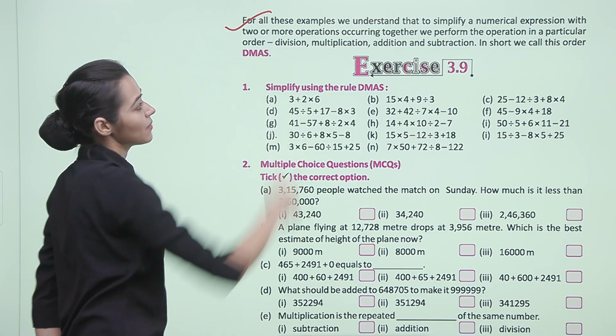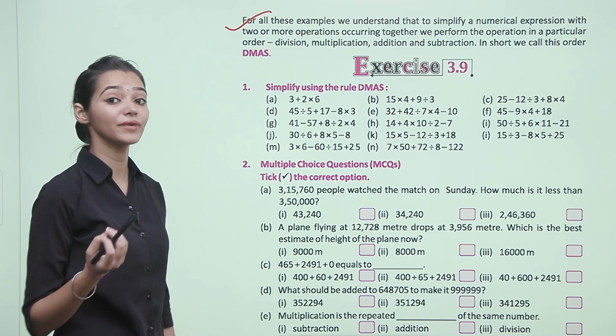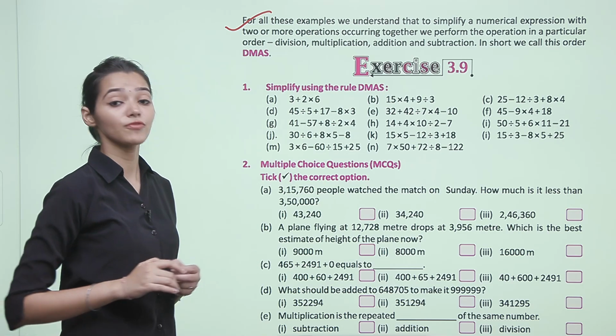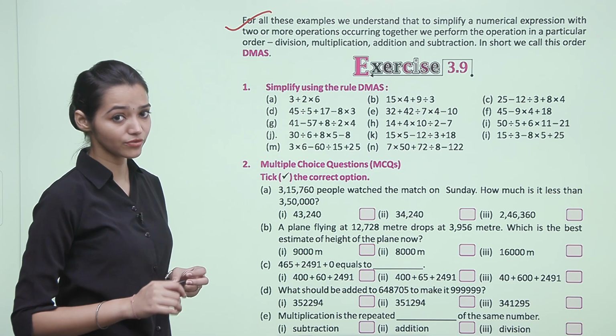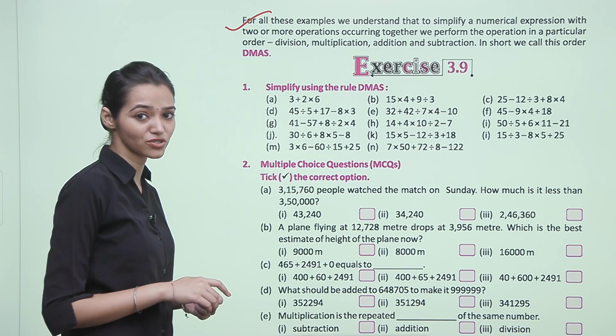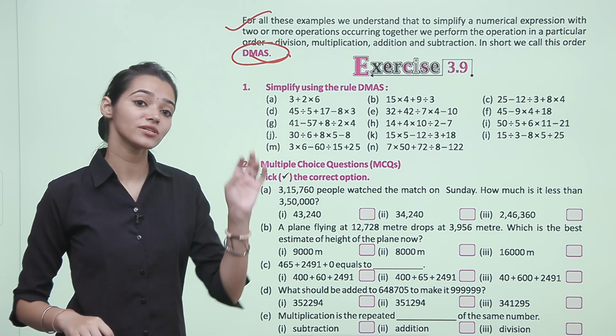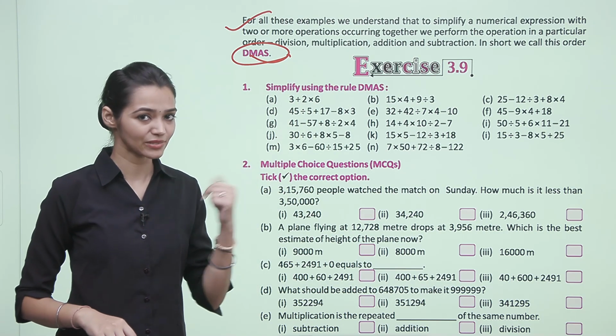Now from all these examples we can understand how to simplify a numerical expression with 2 or more operations occurring together if we perform the operations in a particular order: division, multiplication, addition and subtraction. In short we call it DMAS, that is division, multiplication, addition and subtraction.